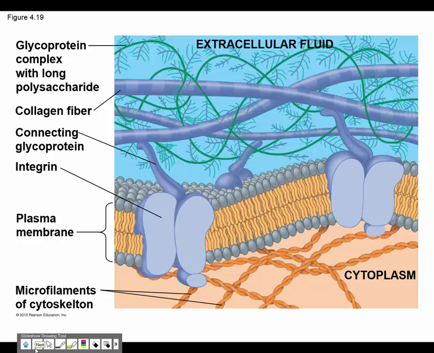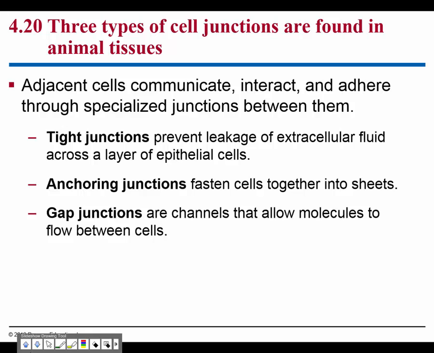And so here's your graphic. You have your extracellular fluid and your glycoprotein complex, and they have those long polysaccharides and your collagen fibers, and inside you have the microfilaments, and all this helps give structure and maintain shape because the plasma membrane really has no rigidity in it.